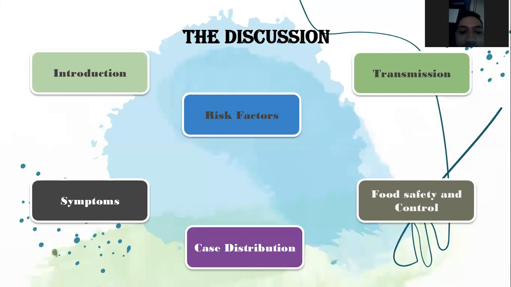The discussion from the group is: number 1, an introduction; number 2, risk factors; number 3, transmission; number 4 is food symptom; number 5 is case distribution; and number 6 is food safety and control. Next.